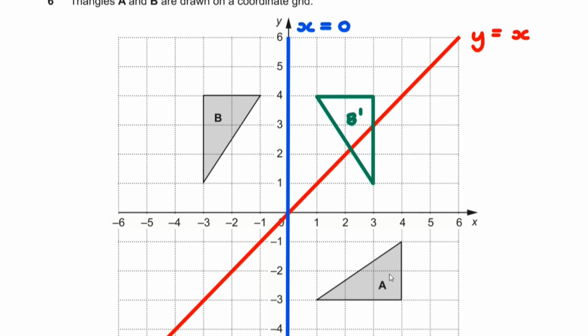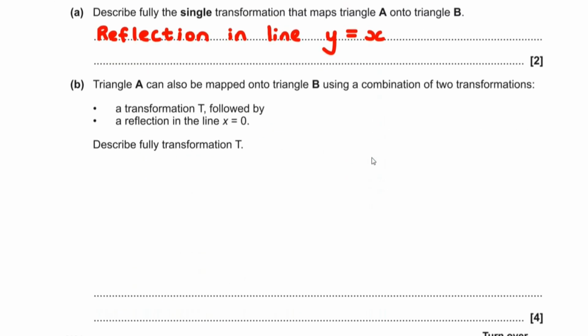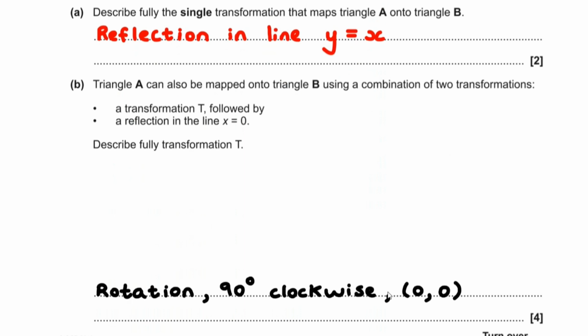So essentially we go from A to B by going first from A to B dash and then to B. So how do I go from A to B dash? That's going to be the transformation T. And that is a rotation 90 degrees clockwise about the origin.